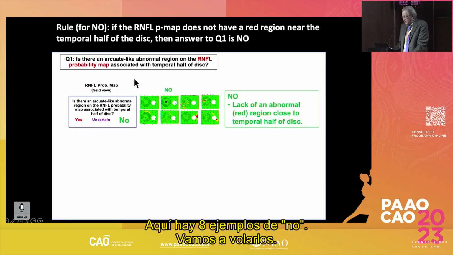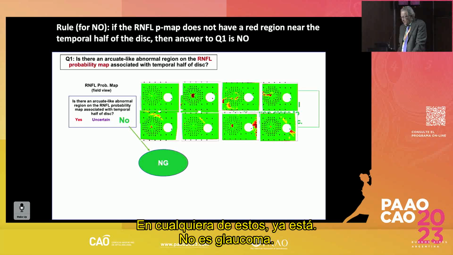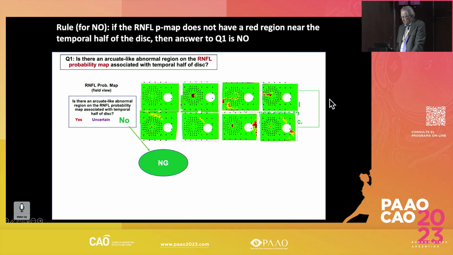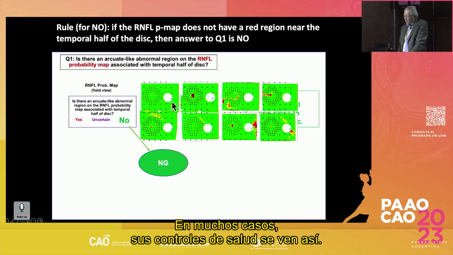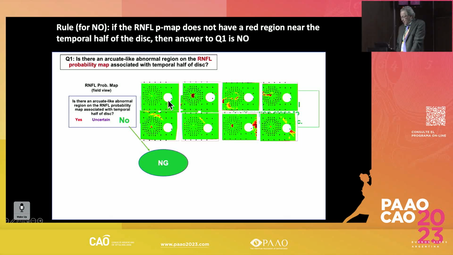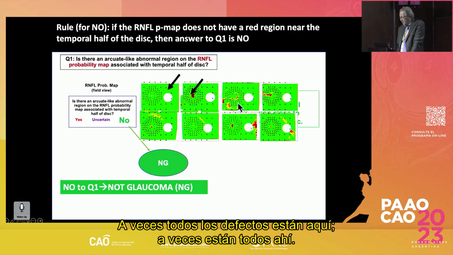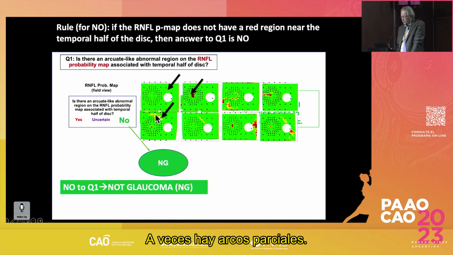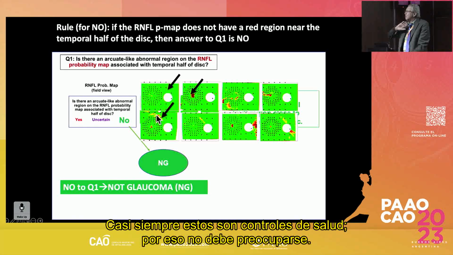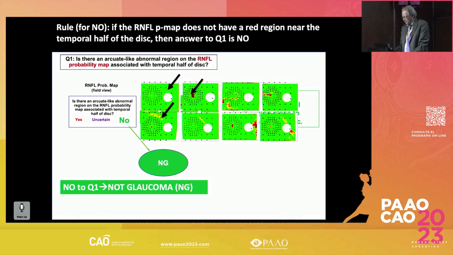So here are 8 examples of no. Let's blow them up. In any one of these, you're done. It's not glaucoma. So in many cases, your healthy controls will look like this. Sometimes you might have a red spot in the center here, and I can tell you why later. Sometimes there are artifacts here. Sometimes there are artifacts there. Sometimes there are partial arcuates. These are almost always healthy controls, and you don't have to worry about it.